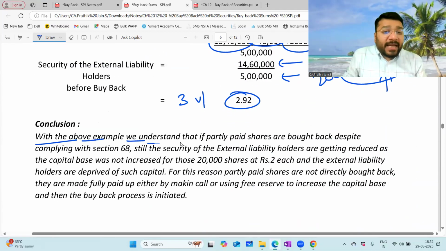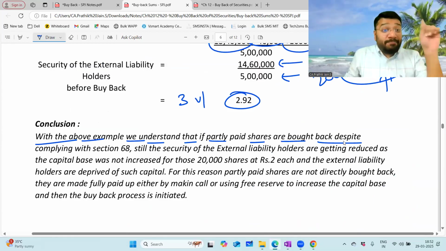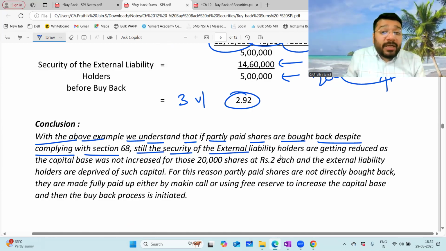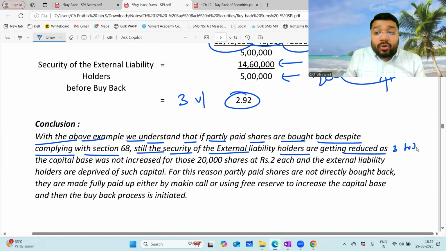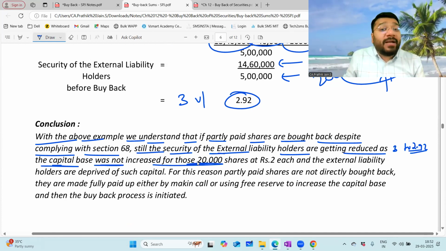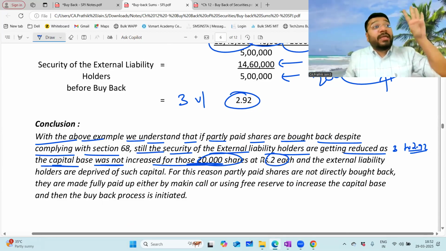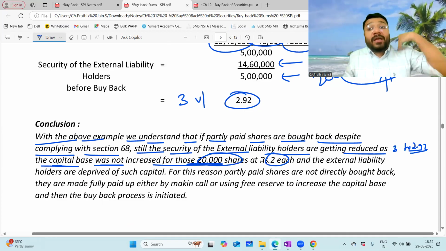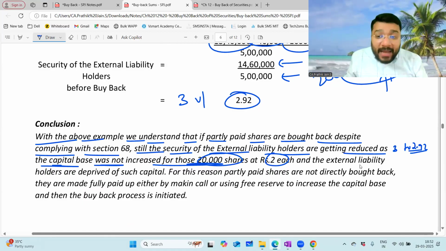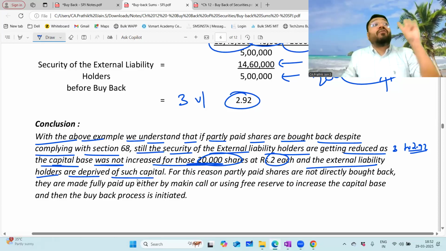With the above example, we understand that if partly paid shares are bought back, despite complying with Section 68, keeping the capital intact, still the security of the external liability holders is getting reduced from 3 to 2.92, as the capital base was not increased for those 20,000 shares at 2 rupees, which is 40,000. To the extent of 40,000 rupees, the external liability holders were dependent on that money. You did not get that money. To that extent, as an external liability holder, I got affected, deprived of capital of 40,000 rupees.